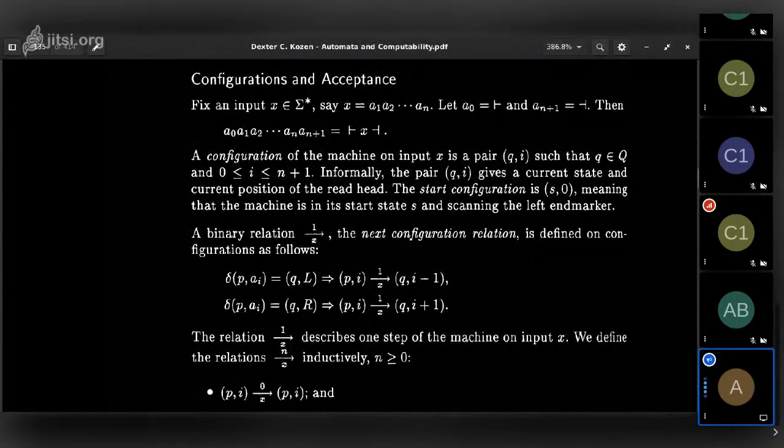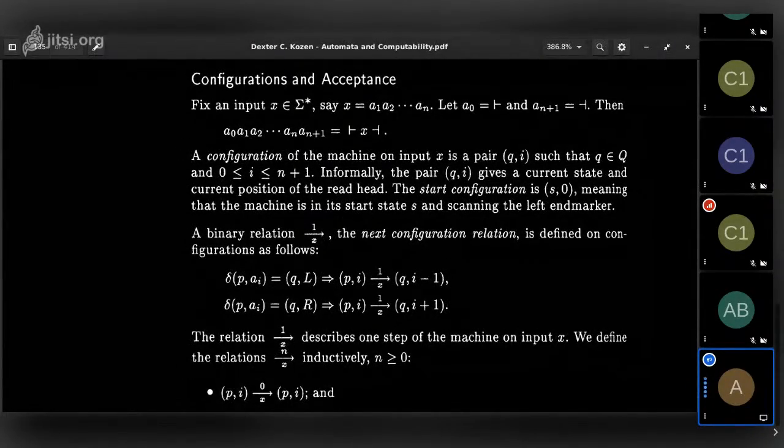Okay. So let us go on with the discussion. Let me check YouTube. Any messages there? Okay. So what will be the configuration? Okay.